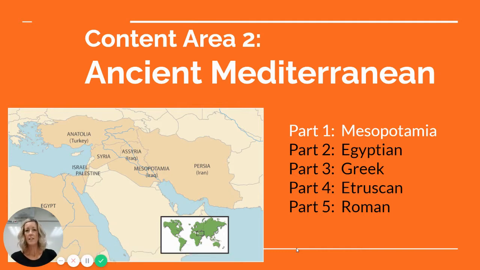All right, moving into content area two, it's ancient Mediterranean, but we already talked about how there's going to be a lot of parts in this content area. And today we are starting part one, Mesopotamia. But even within part one, I'm going to break it down into the different cultures of Mesopotamia. And today we will be learning about the Sumerians.